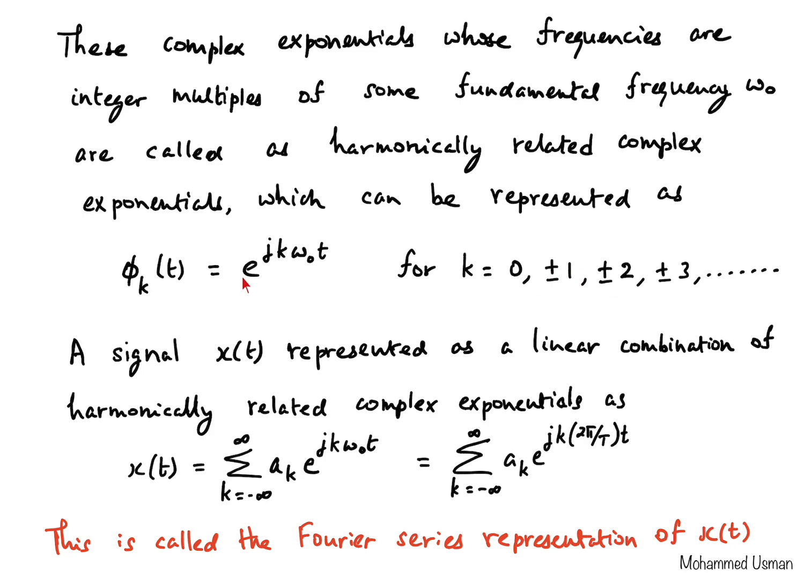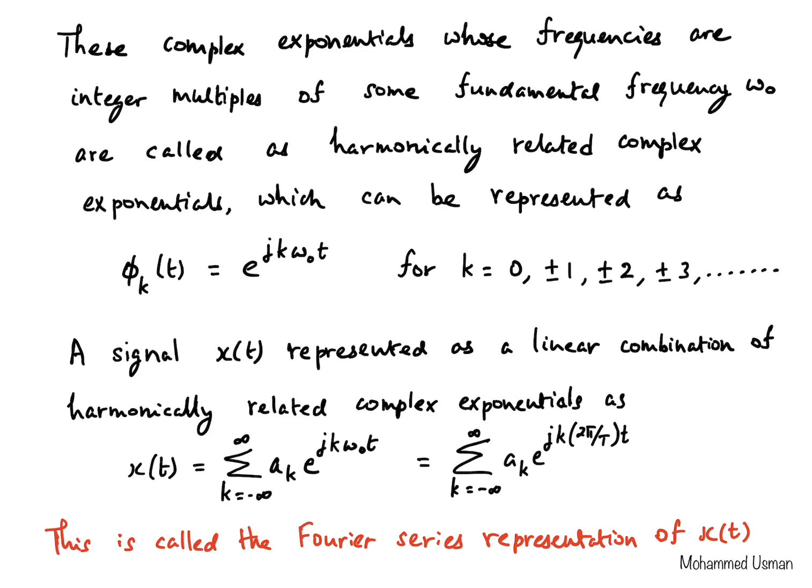When it's minus 1, it will be e power j into minus 1 into omega naught t, which is e power minus j omega naught t. For minus 2, it is e power minus j 2 omega naught t. For minus 3, it is e power minus j 3 omega naught t, and so on.